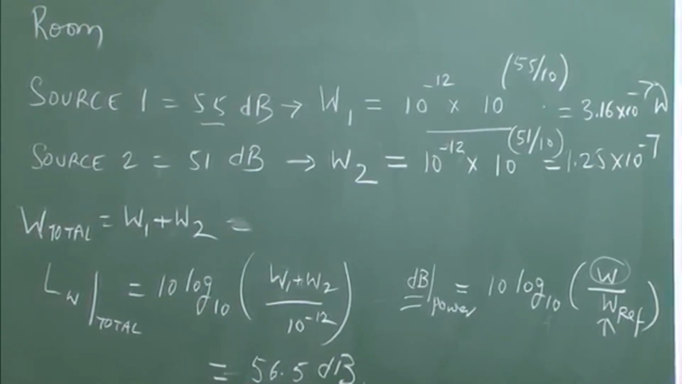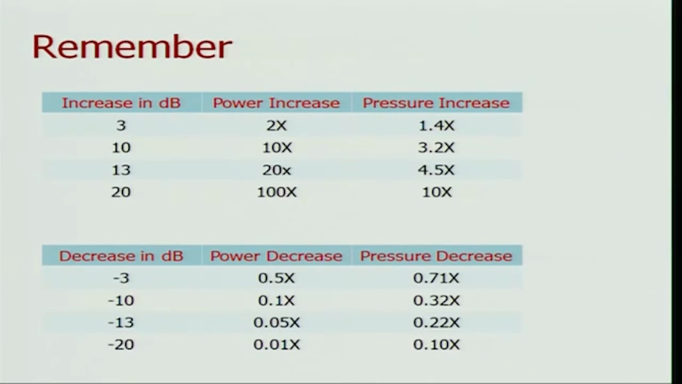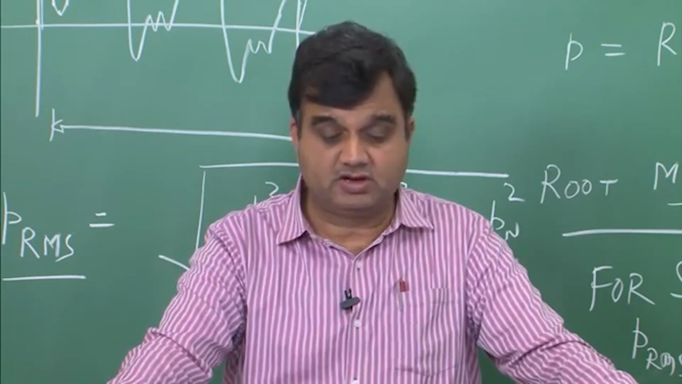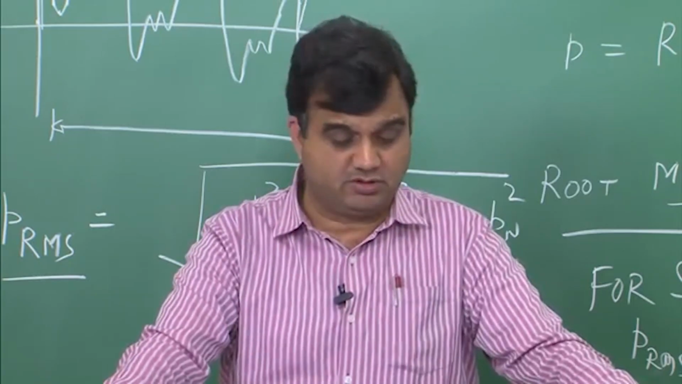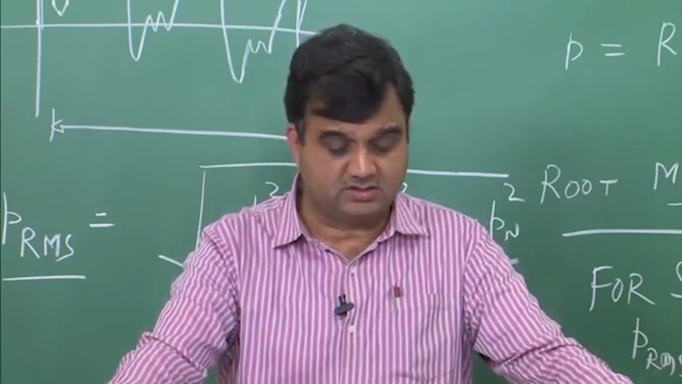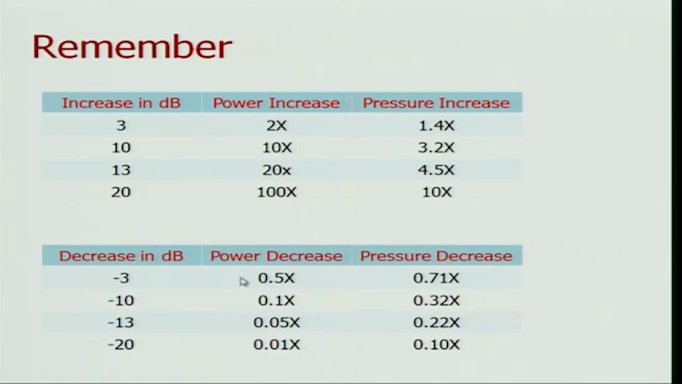Remember, and this is based on all the calculations, you can verify it yourself. If there is an increase of 3 decibels, power increases 2 times and pressure increases 1.414 times. If there is an increase of 10 decibels, power increases by a factor of 10, pressure goes up by 3.2. If the increase is 20, power increases by 100 and pressure goes up by 10 times. Similarly, on the negative side, if I decrease by 3 decibels, power becomes half, pressure goes down by 0.707. It will be worthwhile for you all to do this exercise and prove it to yourself. How is this happening?